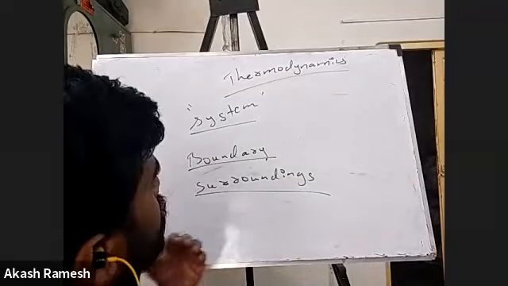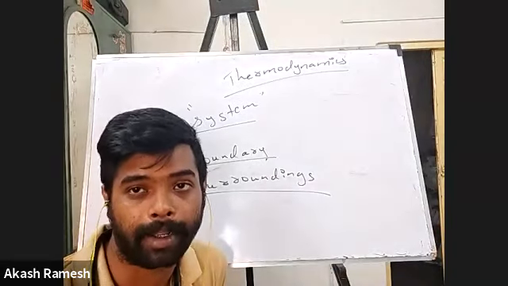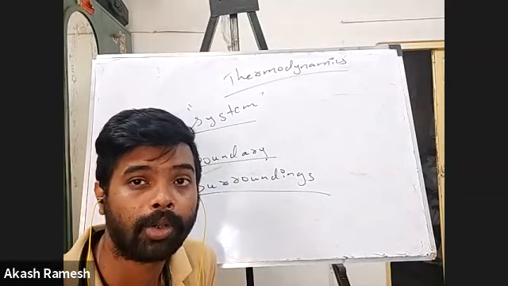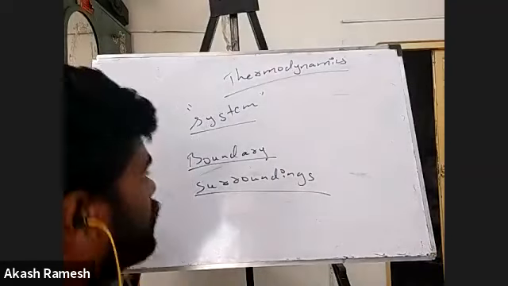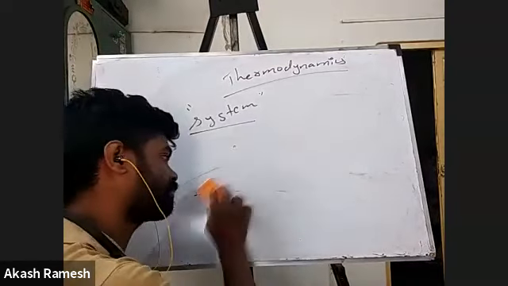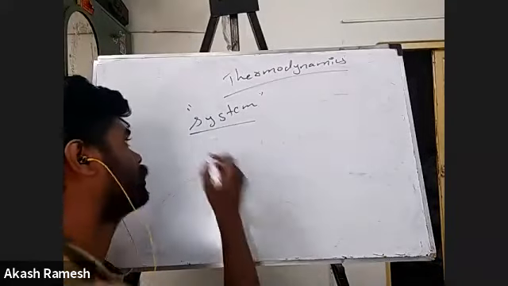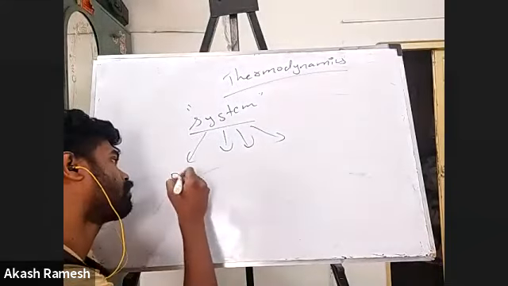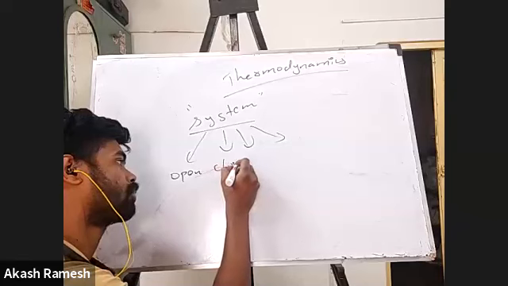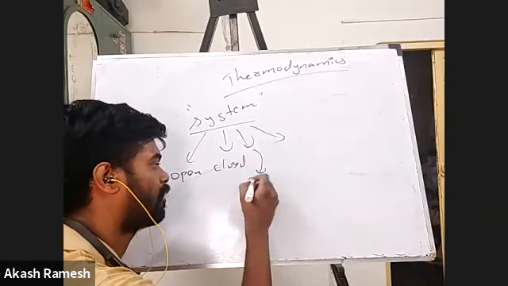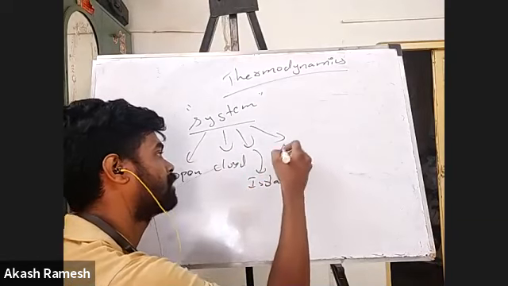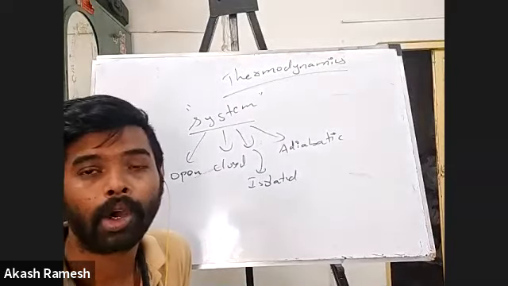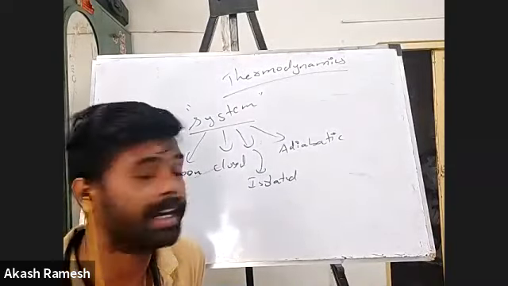Now, depending on certain criteria, depending on what is happening, I will be able to classify systems into 4 types. What are they? We'll see. So they are classified into 4 types. First one is your open system. Next one is your closed system, then you have isolated systems, and lastly you have adiabatic systems. Okay, open, closed, isolated, and adiabatic.